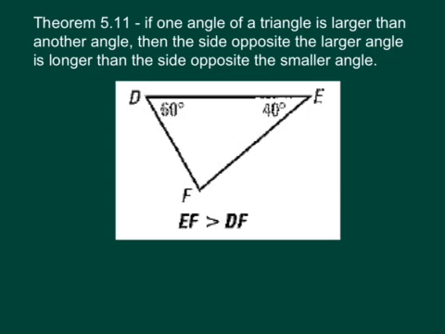And theorem 5.11 says basically the opposite of theorem 5.10. If one angle of a triangle is larger than another angle, then the side opposite the larger angle is longer than the side opposite the smaller angle. So in triangle DEF, we notice that angle D is 60 degrees and angle E is 40 degrees. So that means that the side that's opposite of angle D, which is EF, is greater than the side that's opposite of angle E, which is DF. So EF is greater than DF.